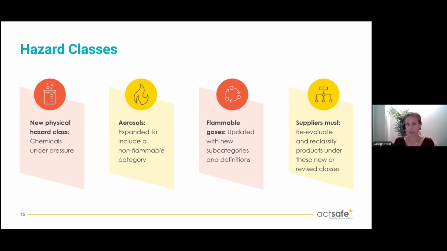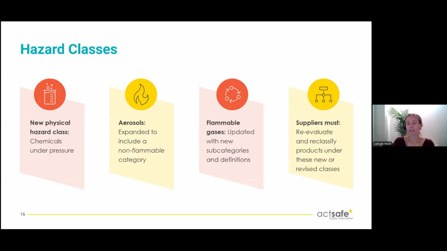So some of this may not be necessary to know, but it's good information to know that there are changes coming. We have a flammable gas class that has been updated. Now it's broken into 2 subcategories, 1A and 1B, and this includes the new definitions for pyrophoric gases and chemically unstable gases. These are gases that ignite spontaneously in the air at below 54 degrees Celsius.